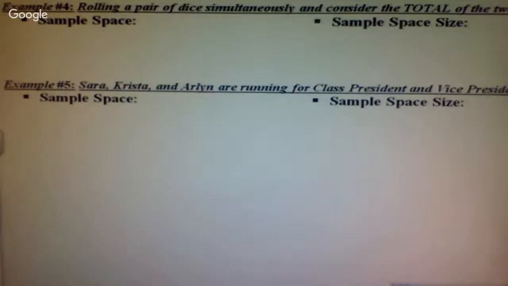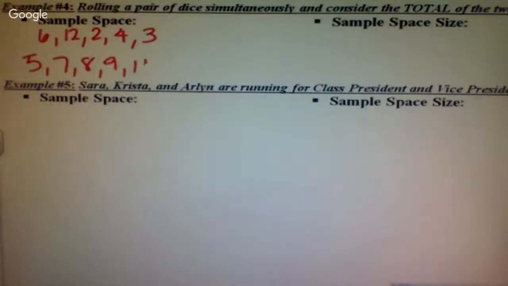12. What else can I get? 2, 4, 6, 3. Everything but 1. So 2, 3, 4, 5, 6, 7, 8, 9, 10, 11, 12. The smallest I can get is a 2, snake eyes. And the highest I can get is a 12 with 2 6s. So what's my sample space size for this one? How many options do I have for a total?